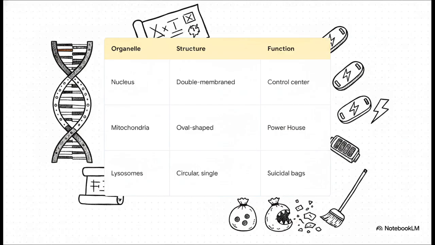And third, we have the lysosomes. These are tiny, circular, single-membrane structures packed with digestive enzymes. Biologists sometimes playfully call them suicidal bags because their whole job is to digest dead or damaged materials and clear out waste so the rest of the cell doesn't get contaminated. So you've got the blueprint, the power, and the waste management, all working in perfect harmony.